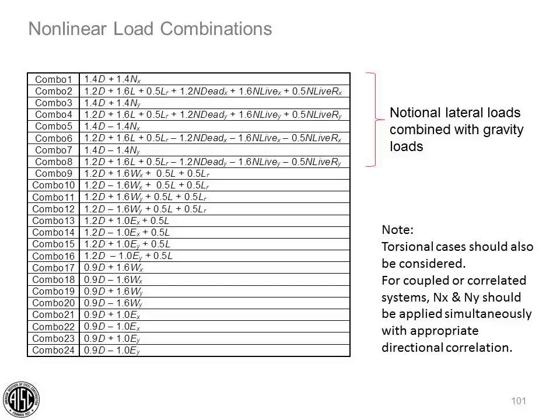For simplicity of this example, we did not include any torsional wind or seismic cases. Torsional cases should also be included. Also, we did not include any diagonal lateral cases for this example. In this case, the lateral systems in the x and y directions are completely independent and uncoupled, so diagonal lateral cases are not required. However, if you have a lateral system in the x and y directions that share common columns, then the notional loads Nx and Ny should also be applied simultaneously with appropriate directional correlation, just like other lateral loads.